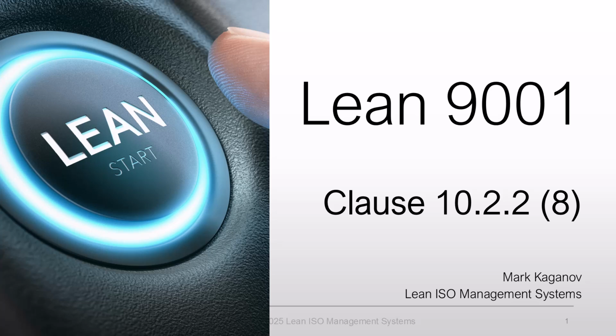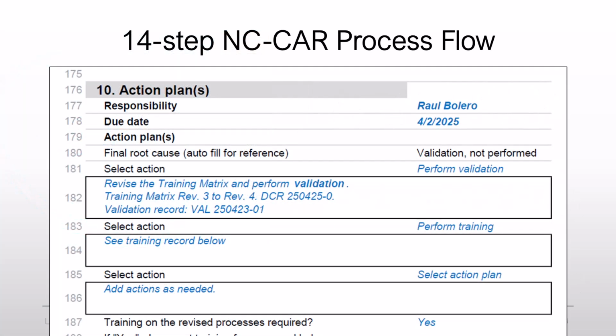In the previous video, we discussed the disposition of non-conforming outputs. If you missed that clip, check the links below to catch up. Today, we'll continue exploring our 14-step NCCAR process by discussing the actions taken to prevent root causes from recurring.